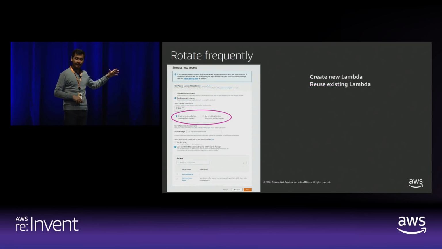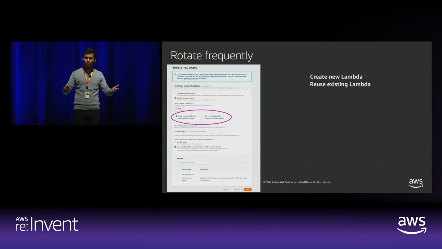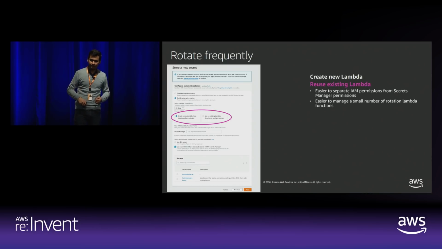So I decide to set up rotation. I set the frequency as 30 days. I choose to create a new Lambda versus reusing an existing Lambda. Now, this one's a trick question, so I'll not pose this as a question. Your decision depends on what the use case is. In general, it's easier to reuse existing Lambdas, and here's why.